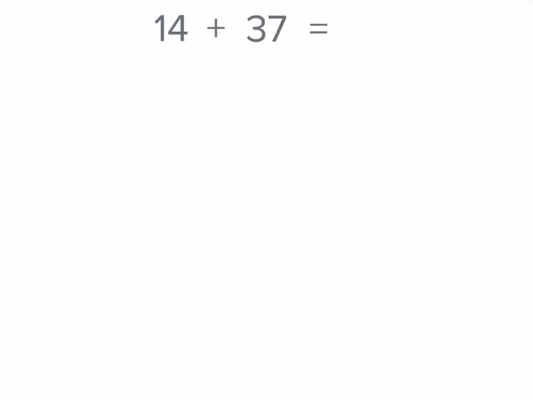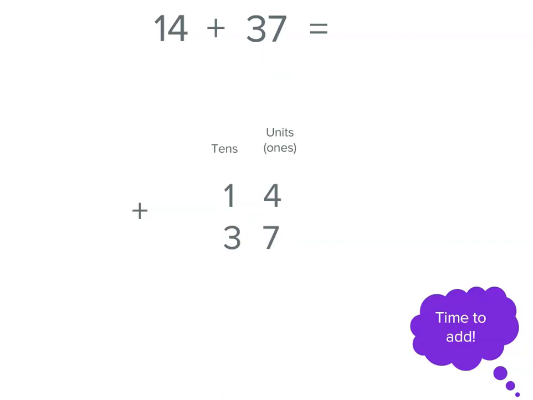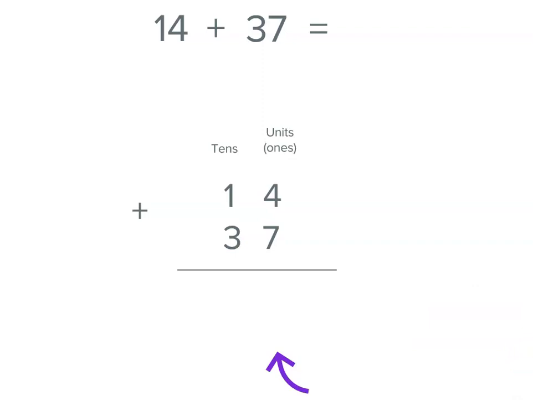Now this is the last one, and this time we've actually got 2 numbers that both have double digits, 14 plus 37. And this time we won't use the table, but we'll use the headings. 14 has 4 units and 1 of the tens, and 37 has 7 units and 3 of the tens. Now we're ready to add, so we rule a line under our numbers, and then we start at the units place, and we've got 4 plus 7.